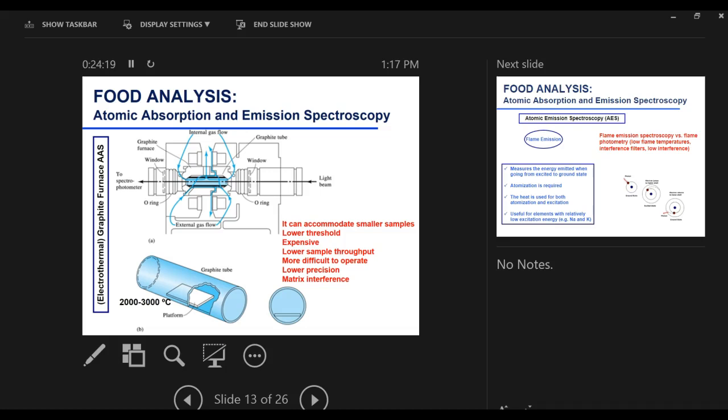It has a lower threshold. Another difference, it's more expensive than the flame, so you don't see it in very many labs. Another issue with it is lower sample throughput. Here you have to put in one sample at a time, and sometimes you have to wait until it cools so that you can open it and put a sample in. Whereas in flame atomic absorption, you don't need to worry about that. You can run through samples much quicker. Other issues with it are lower precision and matrix interference. So it's not very well favored for many of these reasons.